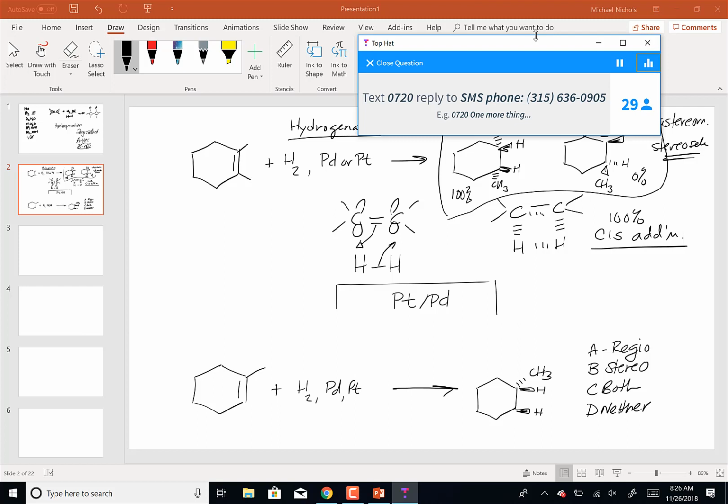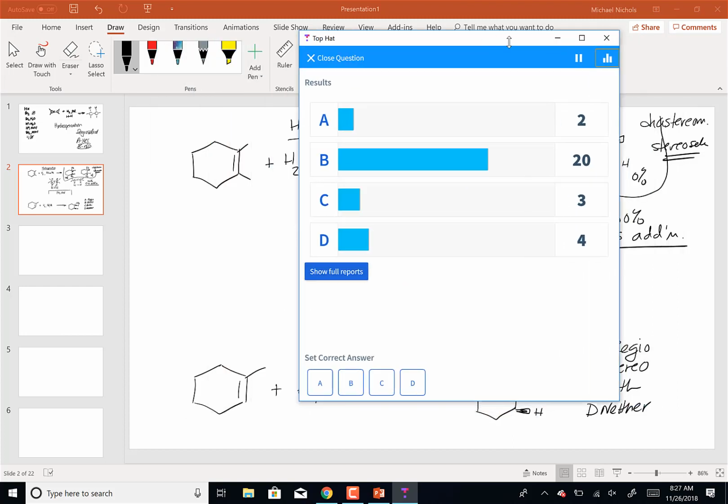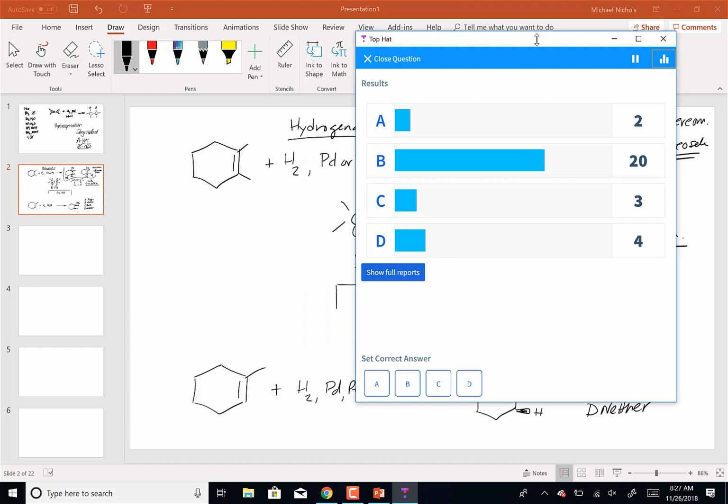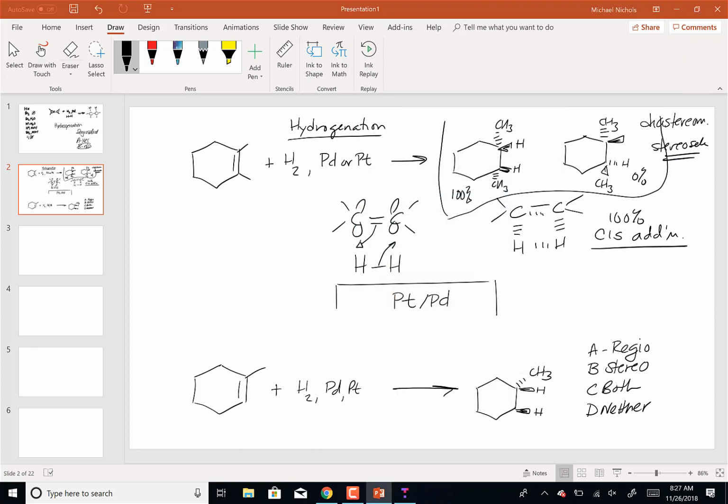Okay, let's see what we've got. We've got 20 Bs. What's B? Stereo. Okay. Should have seen if anybody said regio. Some people said both. Can't be regio, right? So it can't be both. So that takes out A and C. Stereo or neither?